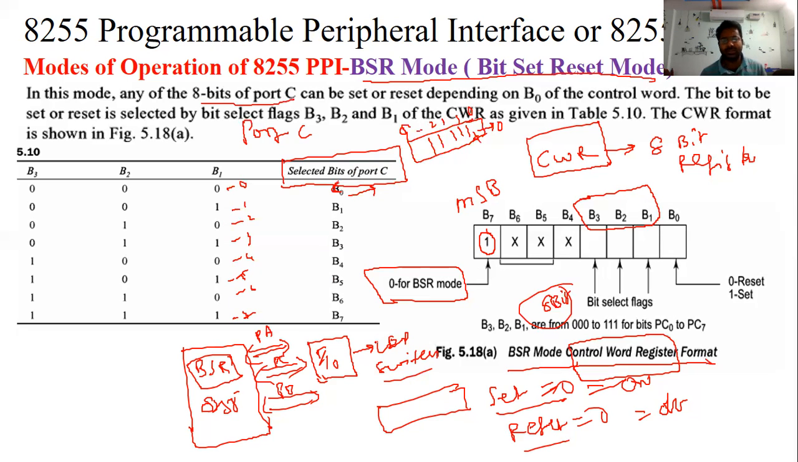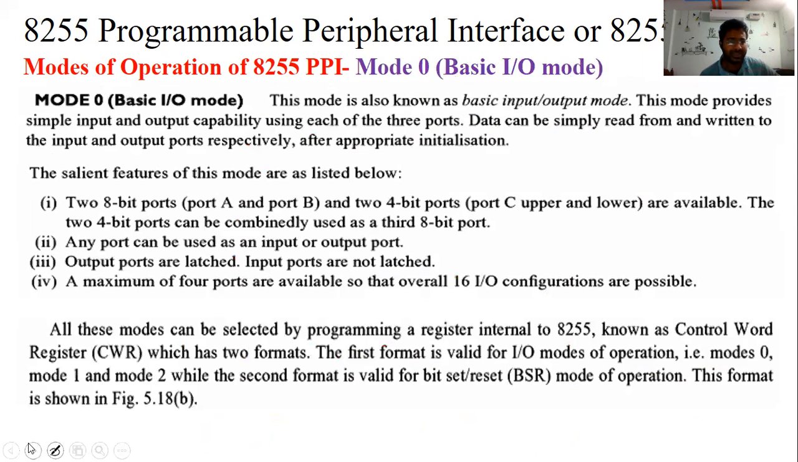You can use it for some switch operations, on and off purposes. So the type of input output devices connected to this is the BSR. Then second is mode 0, which can also be called the basic input output mode. In this mode, you can connect any type of basic input output devices. So in this mode, how many ports are available? 3 ports. Port A is available, port B is available, port C is available.